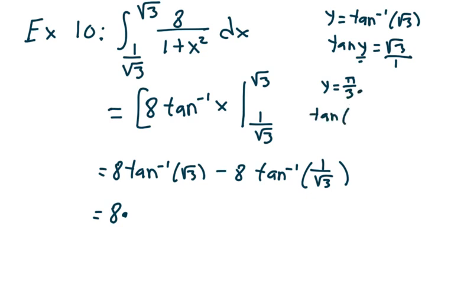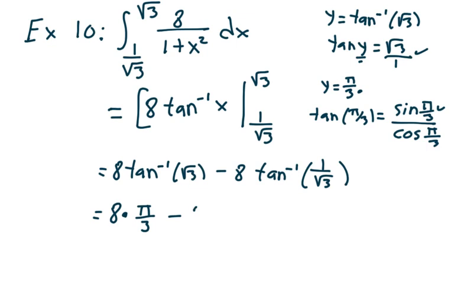So this is how I think. Tangent of pi over 3 is sine pi over 3 divided by cosine of pi over 3. Sine of pi over 3 is square root of 3 over 2. Cosine of pi over 3 is a half. I get what I want, okay? And so that's got to be pi over 3. And then I'm going to subtract 8 times, and I claim the other one will be pi over 6.